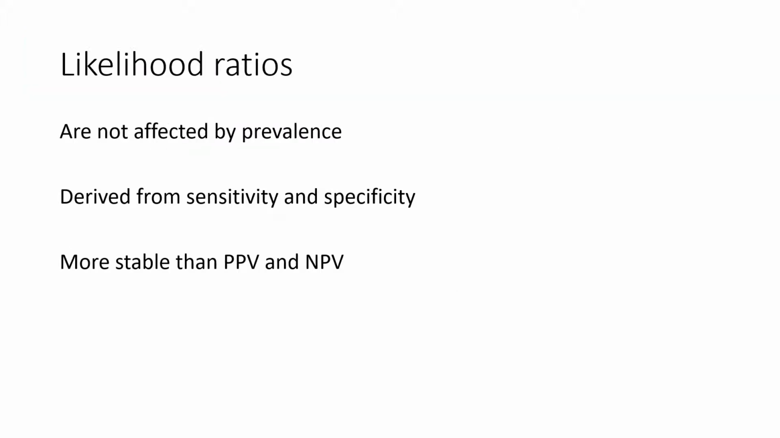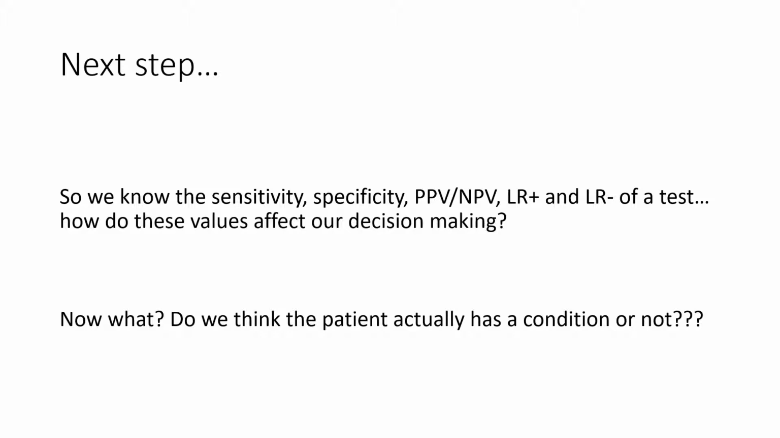So they're more stable than negative predictive values and positive predictive values. So we have all these numbers back: sensitivity, specificity, positive predictive value, negative predictive value, likelihood ratios. But what do we do about them now? How does it affect our decision making?